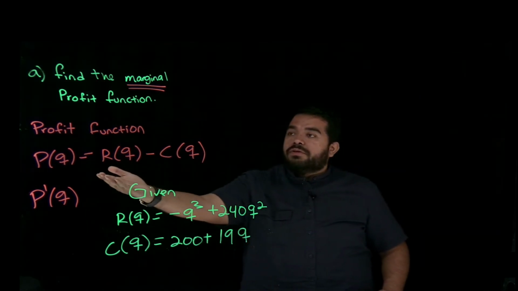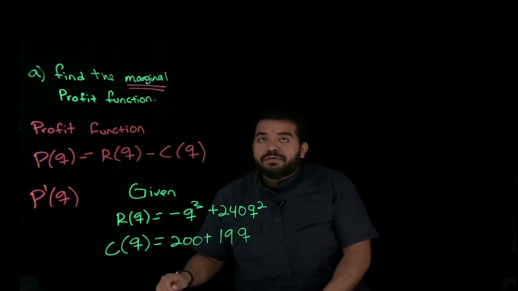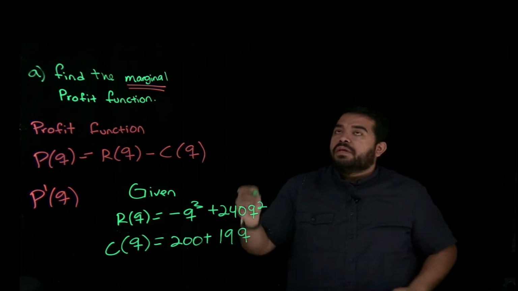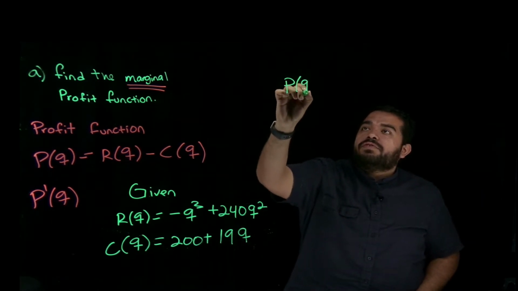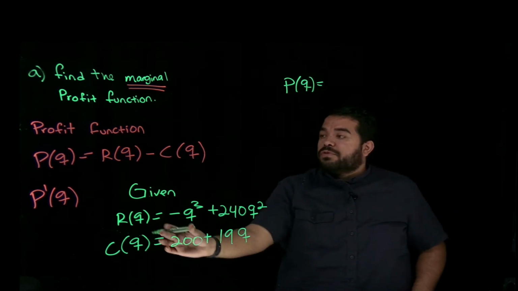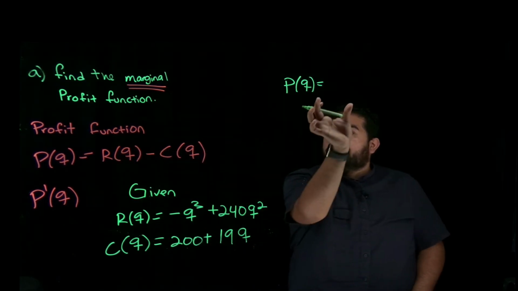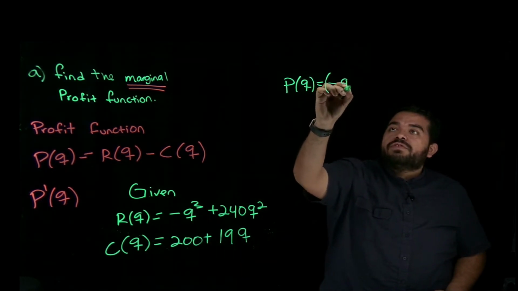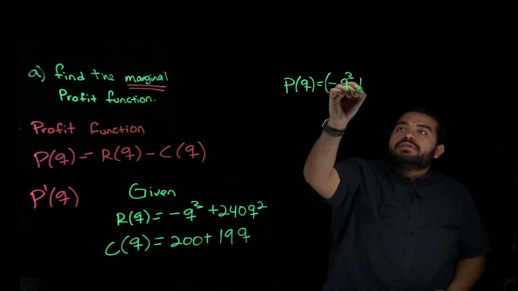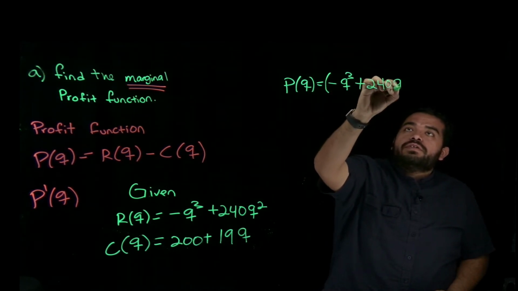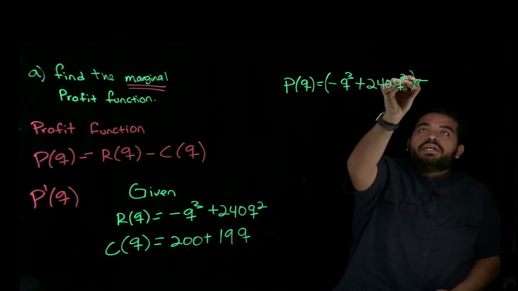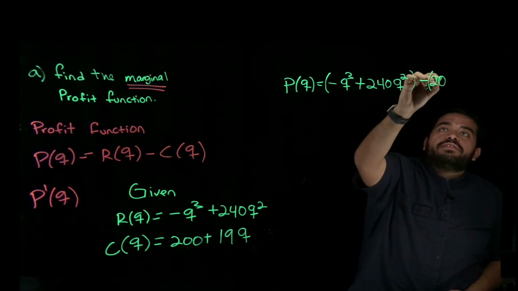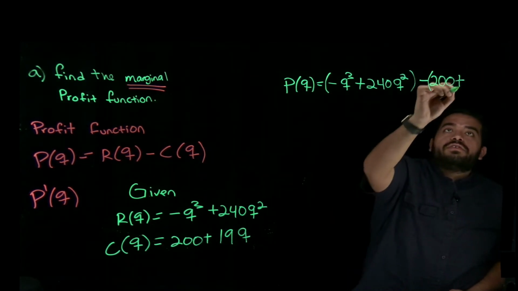So now let's go ahead and compute P of Q. So I will continue over here on this side. Let me grab the green marker here. So now we have P of Q is equal to, I'm going to go ahead and substitute my revenue function into the first part of this function here. So I'm going to take this here and use parentheses. So negative Q to the third power plus 240 Q squared. And now I'm going to minus my cost function, which is 200, and again use parentheses, plus 19Q.